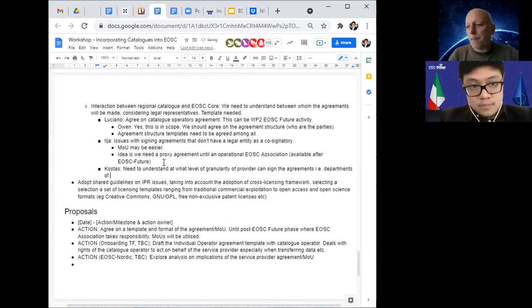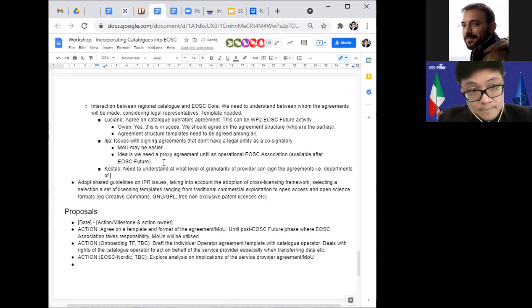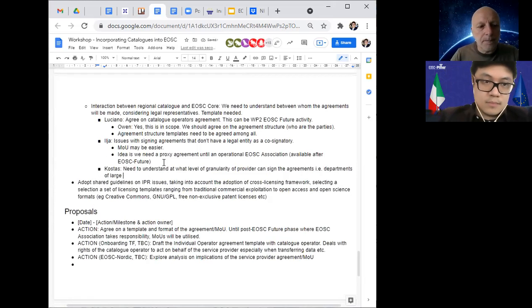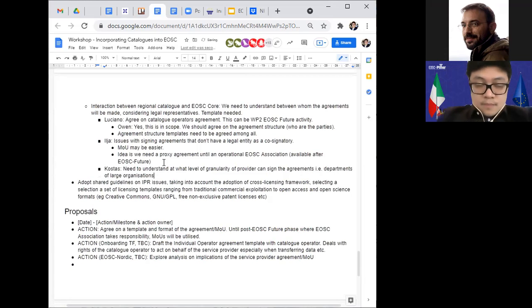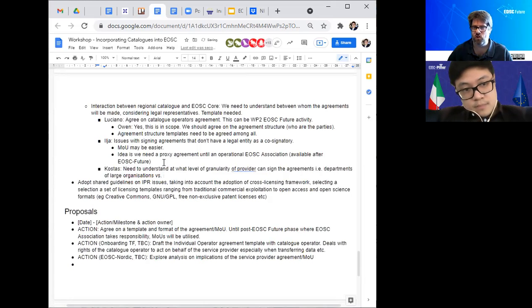Even in the INFN use case where the headquarters onboard INFN as a provider, that doesn't mean that you have an easy way when it comes to services and resources. Yeah, because you then need the central office to give permission to each of the different institutes to use their credentials.